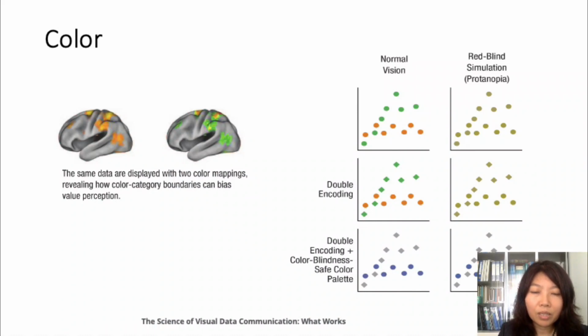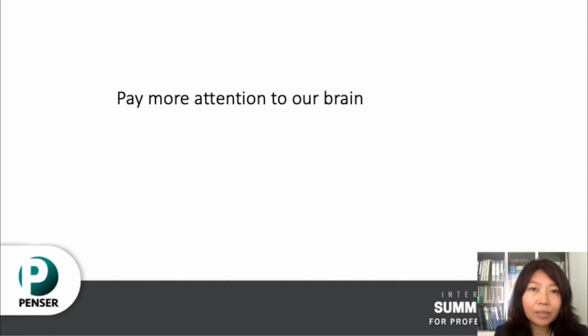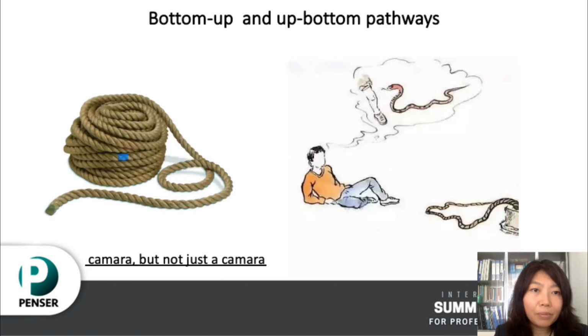But if we use different shapes, it will be better. But the best way is to use different shapes and different colors, and do not use the green and the red ones. At the same time, we have to pay more attention to our brain, because our brain is participating in visual perception. So there are 2 ways of visual perception. One is bottom-up, and the other is top-down.